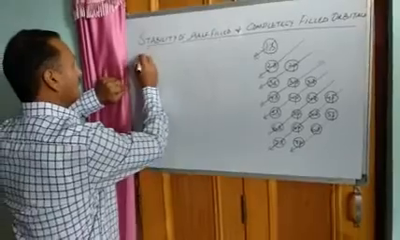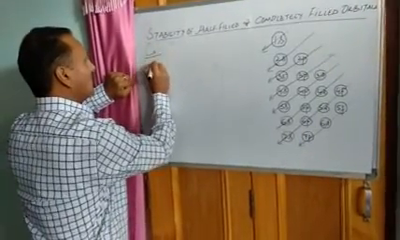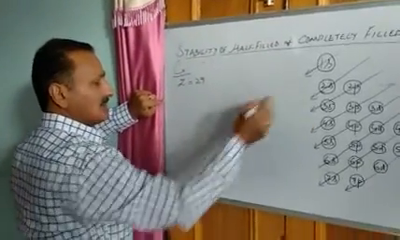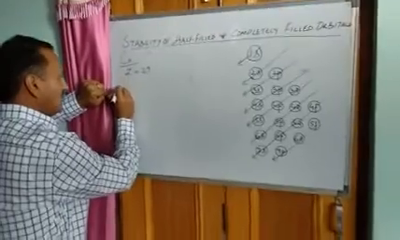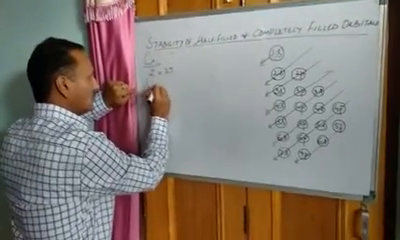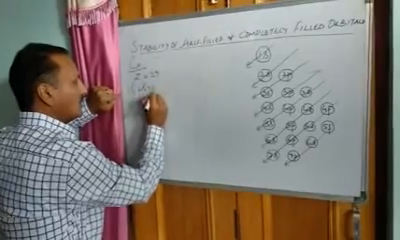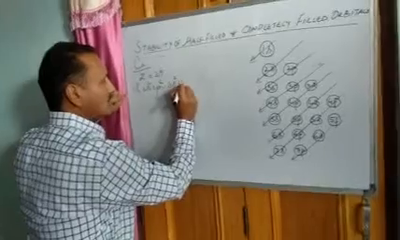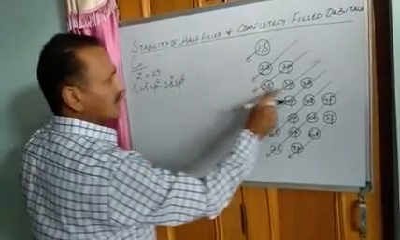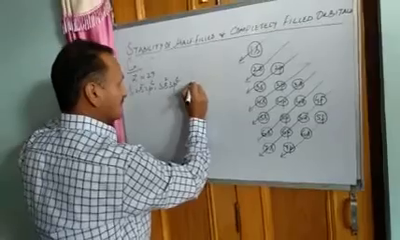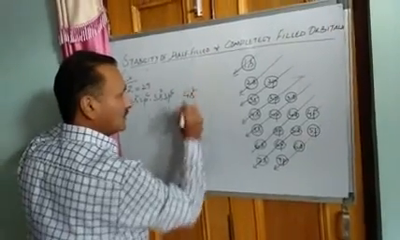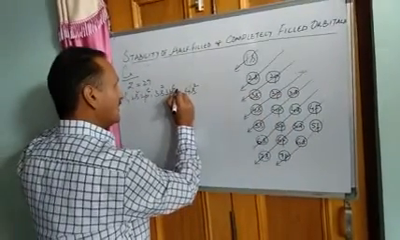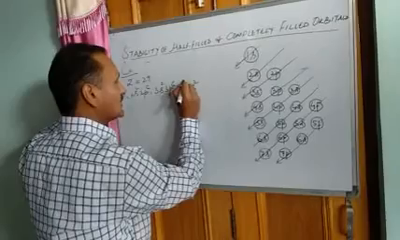Copper, atomic number 29, and its electronic configuration as per Aufbau table will be 1s2, 2s2, 2p6, 3s2, 3p6. After 3p we shall move to 4s, 4s2. After 4s I will move to 3d, 3d10. Now let us count first.